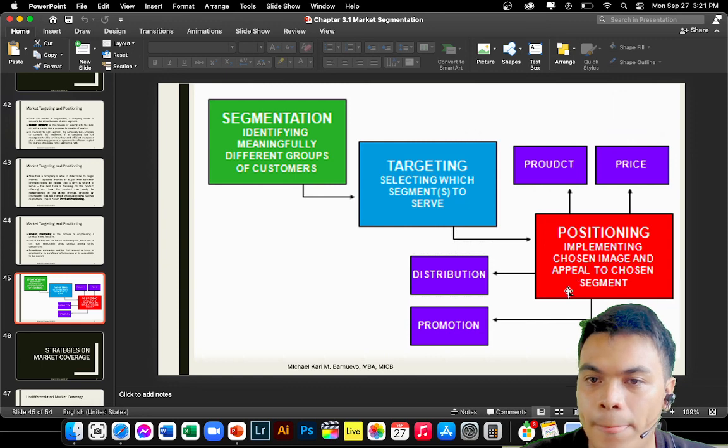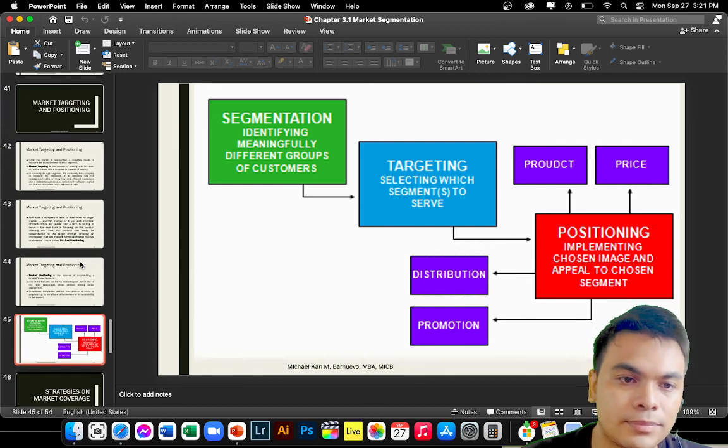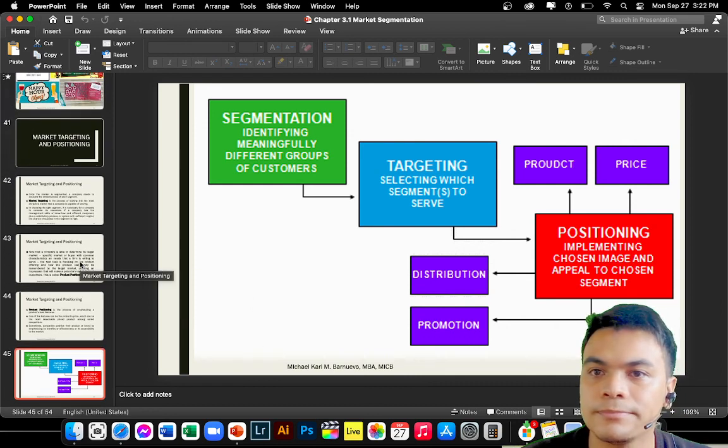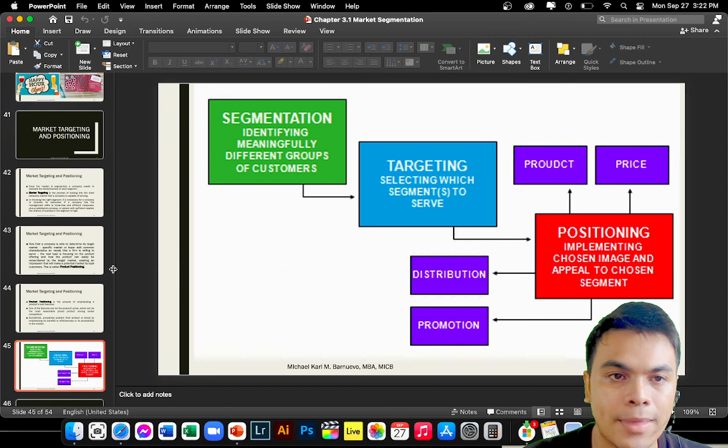So positioning will be on the product, price, place, and promotion. All right, so we will end our chapter 3 there on market segmentation.